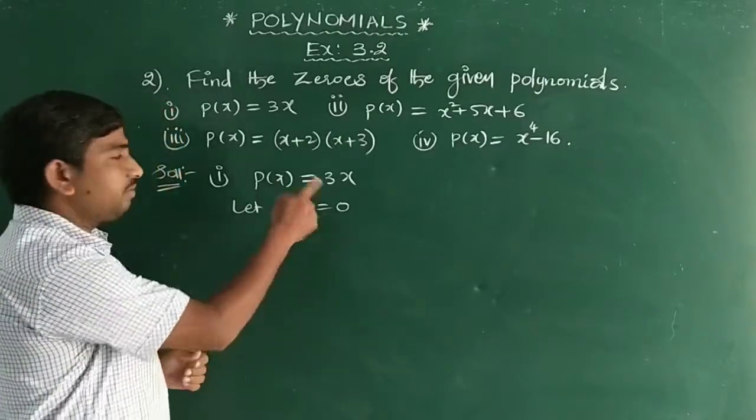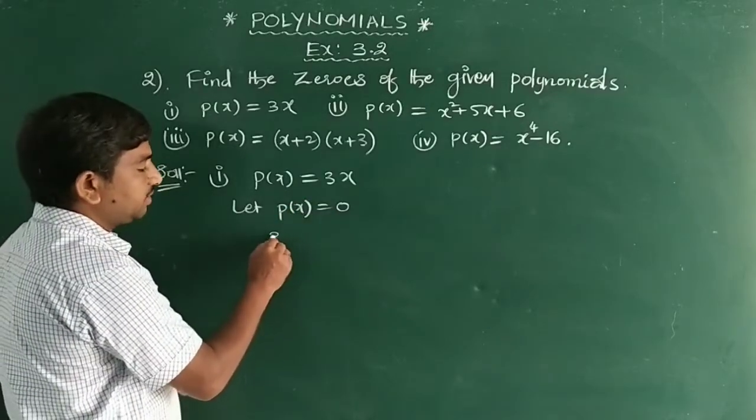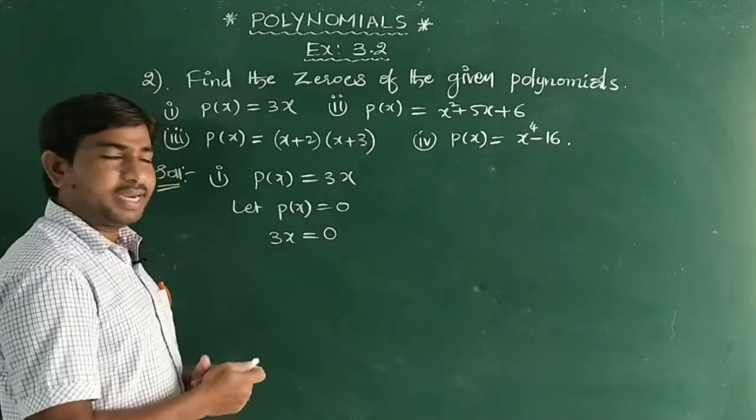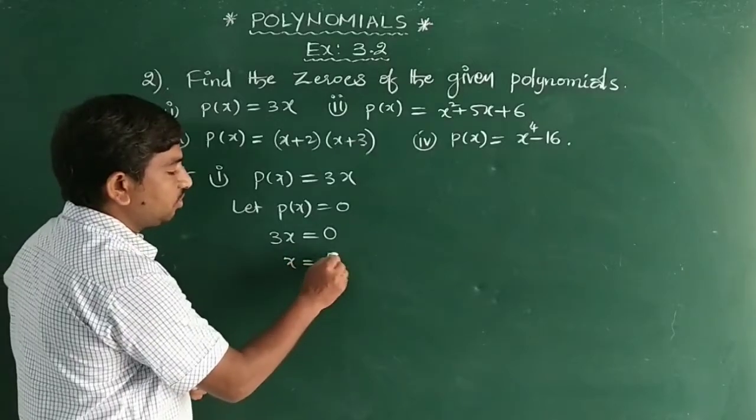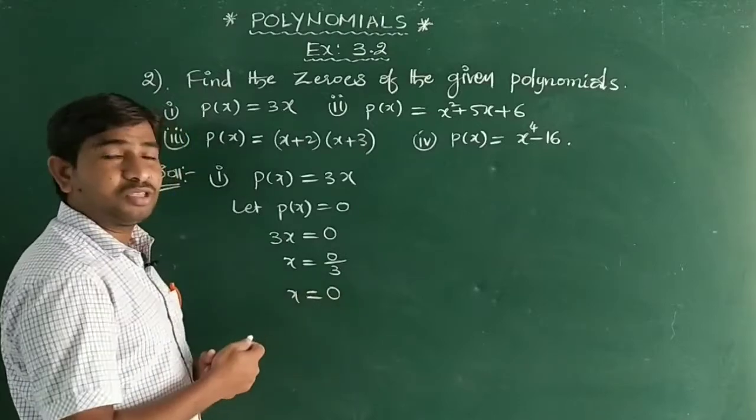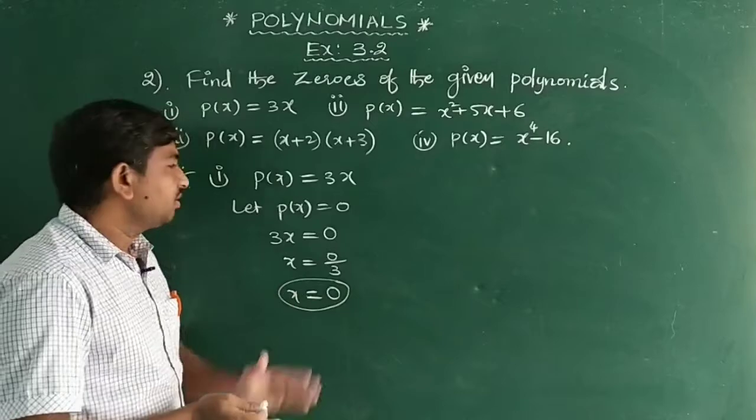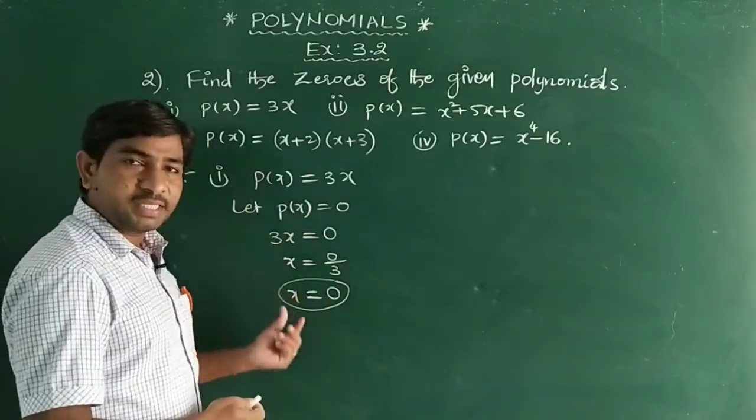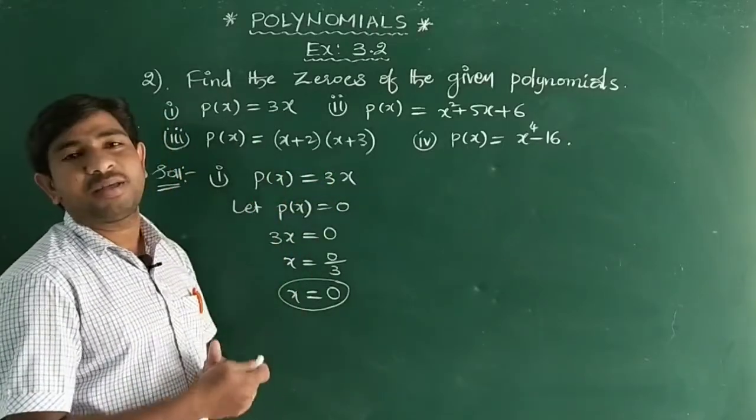So here, as per the given problem, P of x equals 3x. You can substitute P of x with 3x, that can be written as 3x is equal to 0. Now what we have to find? The x value. So 3 goes outside, then what will you get? X is equal to 0 by 3. 0 by 3 is nothing but 0. X is equal to 0. This is the zero of the polynomial. For this x value, the given polynomial becomes 0. Means if you substitute x with 0, then you will get 3 into 0, 0. So that is the zero of the polynomial.